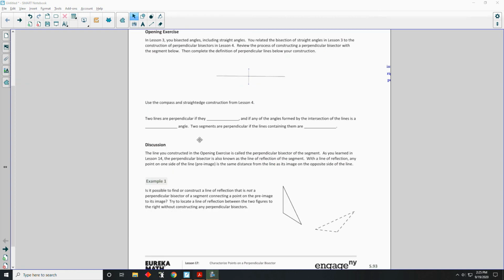Now we finish the definition, and it says two lines are perpendicular if they blank, and if any of the angles formed by the intersection of the lines is a blank angle. Two segments are perpendicular if the lines containing them are something. Okay, so two lines are perpendicular if they intersect, and if any of the angles formed by that intersection of the lines is a right angle, or 90-degree angle. Two segments are perpendicular if the lines containing them are perpendicular.